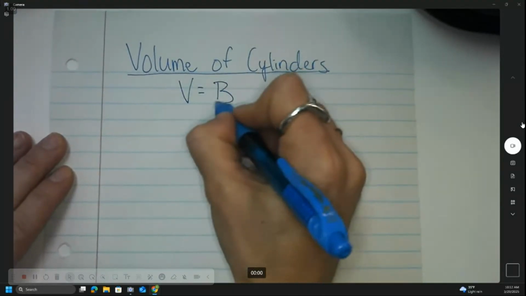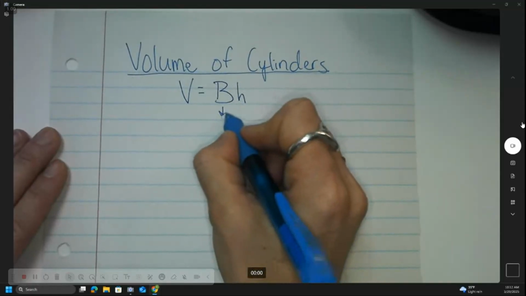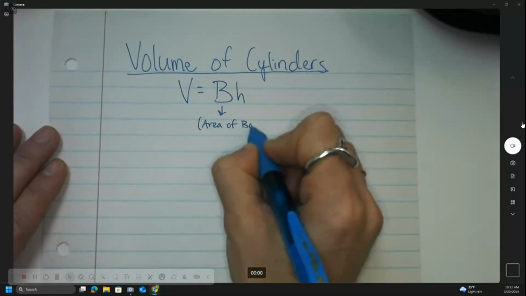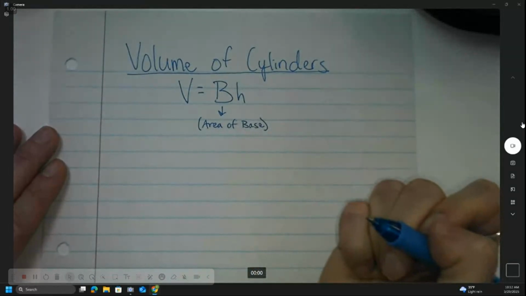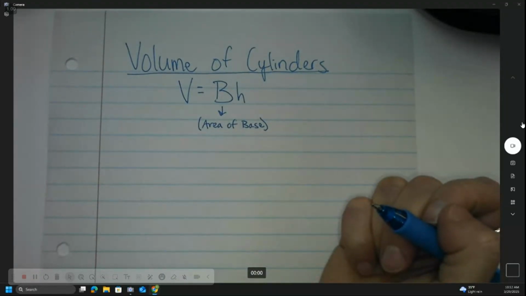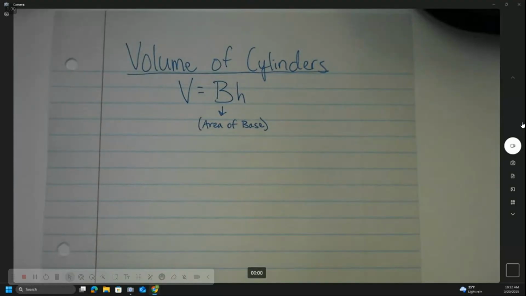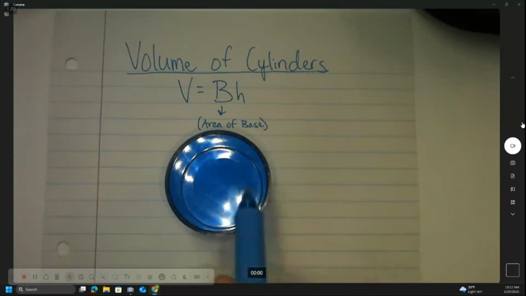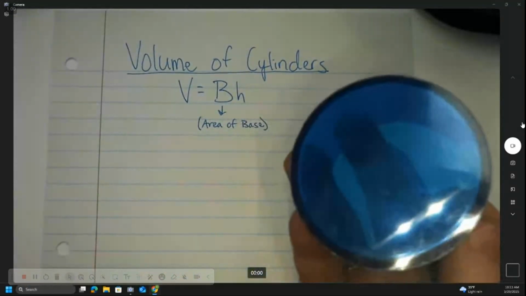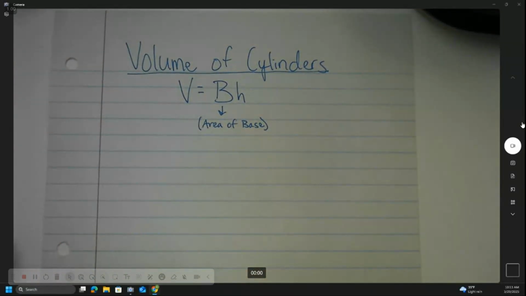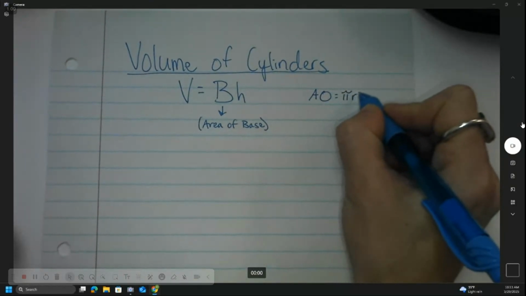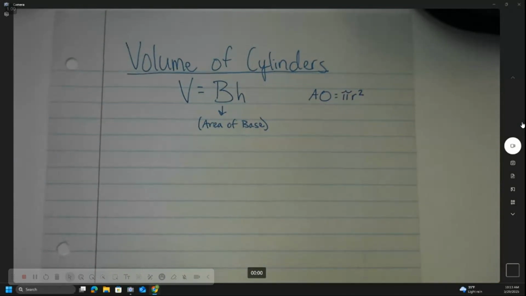So here is your formula. Volume is big B times H. And that big B, instead of a lowercase b, means it's the area of the base of that cylinder, times height. When you're solving for the base of a cylinder, it's a circle. So how do you solve for the area of a circle? The area of a circle, remember, is pi times the radius squared. That's what we're using in place of that big B.